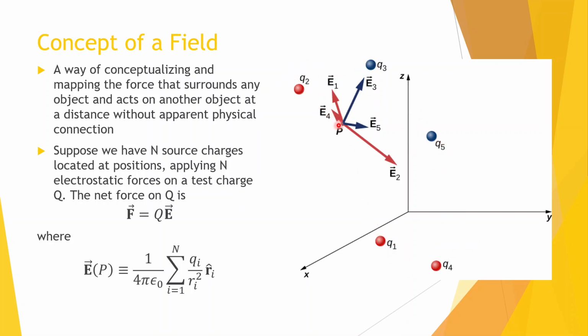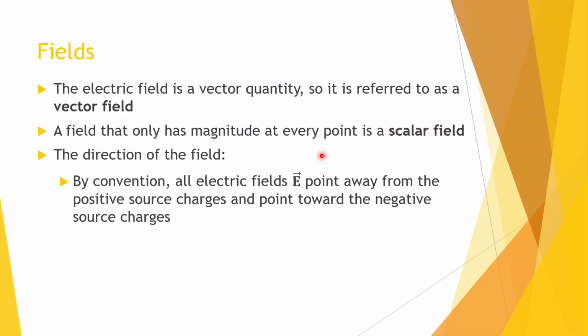All of these are acting on this one point. So we need to, again, talk about fields because that was a very brief overview. But we need to know a couple of things: the electric field is a vector quantity. As we saw in the last slide, E had the arrow on top of it, so that means it is a vector quantity. So it is referred to as a vector field. So an electric field is a vector field.